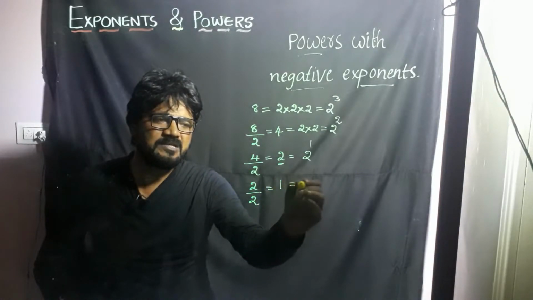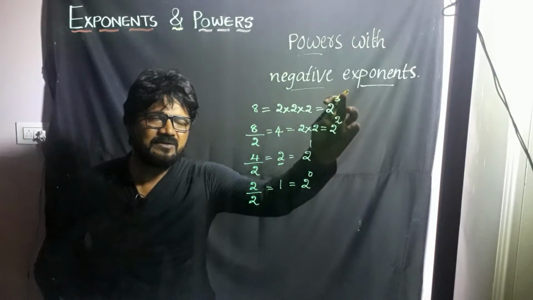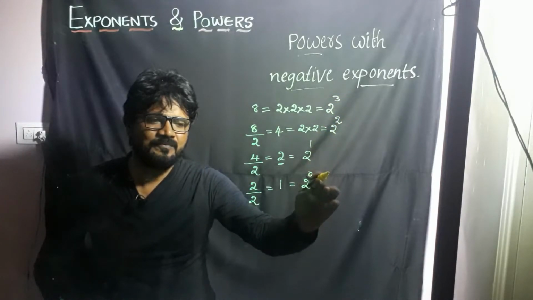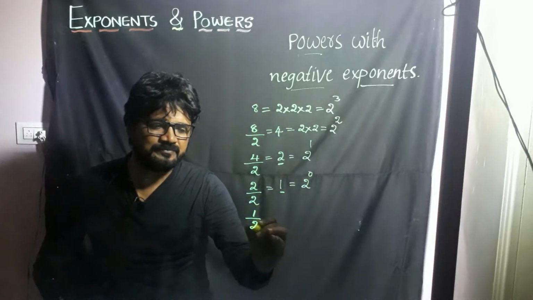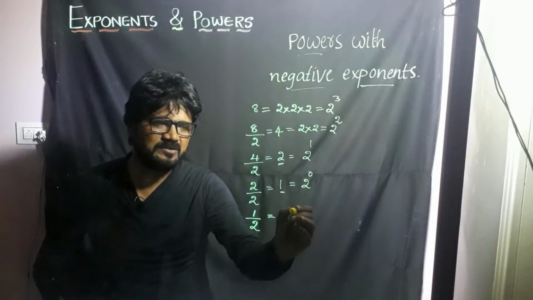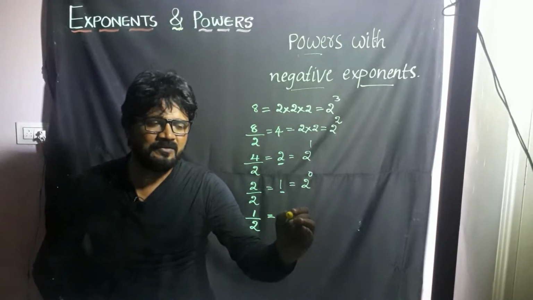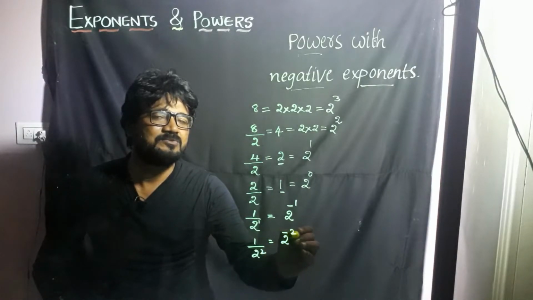Do you have any 2's here? No. So 2 to the power of 0. See, the exponents are decreasing here: 3, 2, 1, 0. The next time, the same 1 is divided by 2. So the pattern becomes 3, 2, 1, 0 and 2 to the power of minus 1. Again the same, 1 divided by 2 square, that is 2 to the power of minus 2.